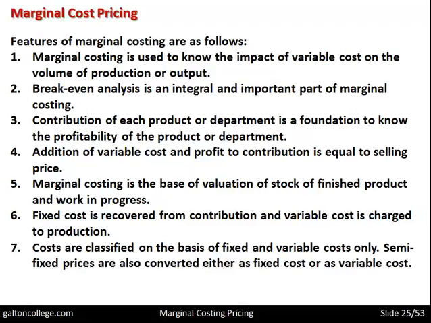Costs are classified on the basis of fixed and variable costs only. Semi-fixed prices are also converted either as fixed cost or as a variable cost. So costs are classified either on the basis of fixed or variable costs. That's how we would classify costs. It's a dichotomy between fixed and variable. And with marginal costing, we're dealing with the variable cost, the cost of making the product. The fixed costs are the overheads, the various departments, the marketing department, the HR department, the research and development department. These are all fixed costs or other costs that are incurred within the business.